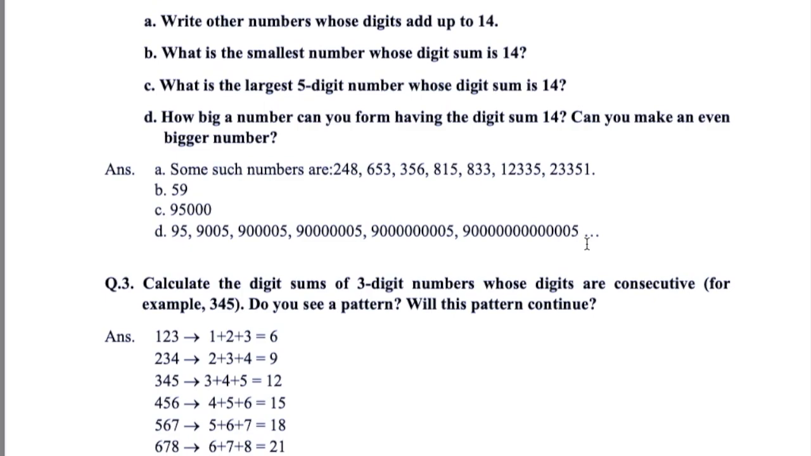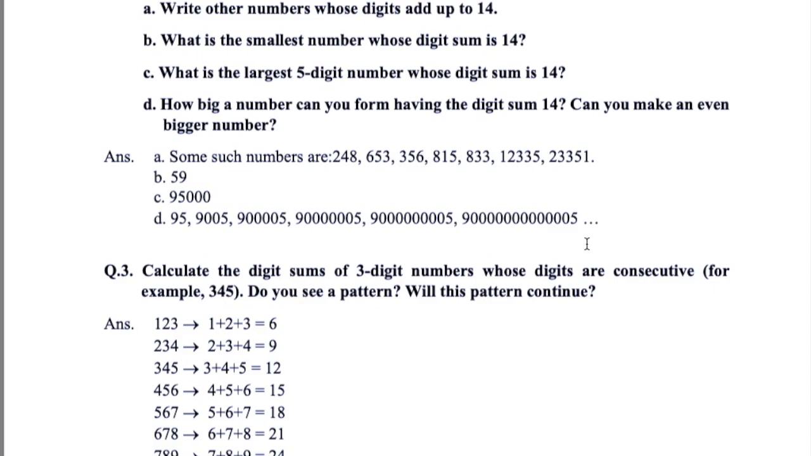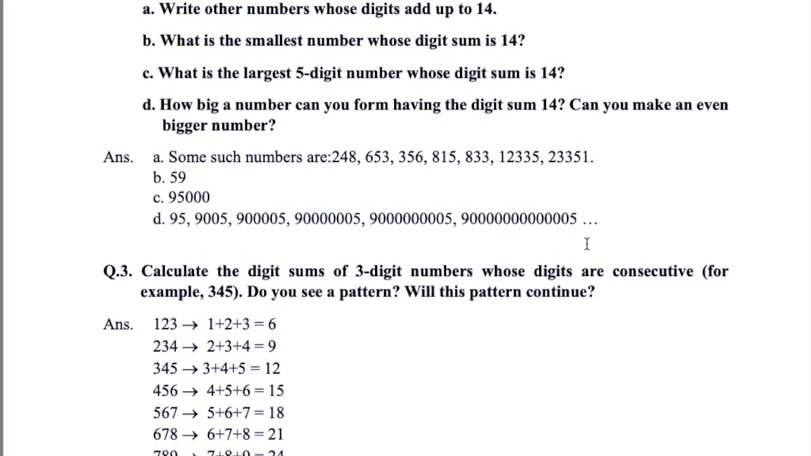Now the next question is, what is the smallest number whose digit sum is 14? The smallest number will be 59. Can you think of any number which is less than 59 but the sum is 14? If you take one digit 4, 4 plus 10, then it will be a 3-digit number. So the 2-digit number is the smallest. Of all the numbers you can make, in spite of any number of digits, the smallest number will be 59.